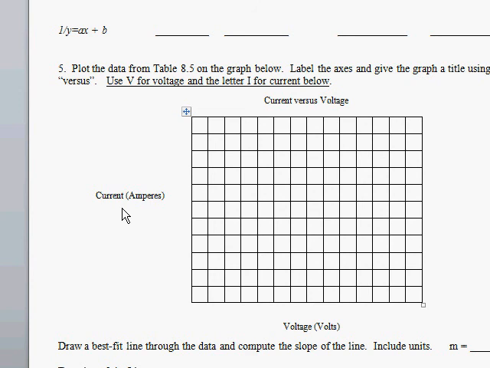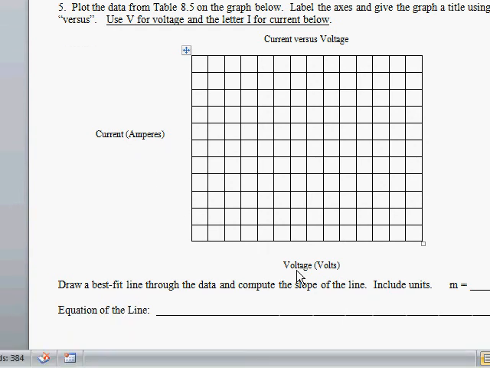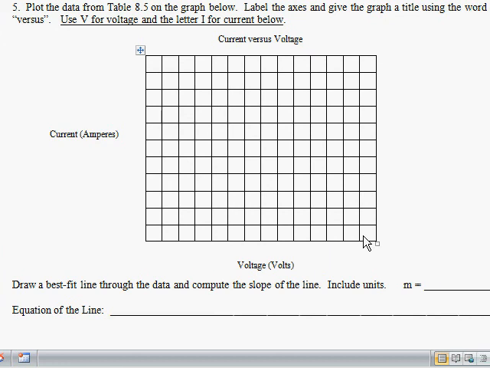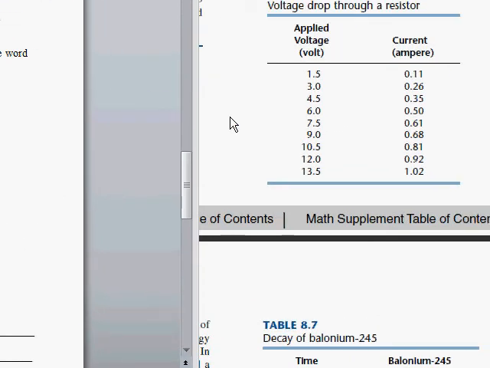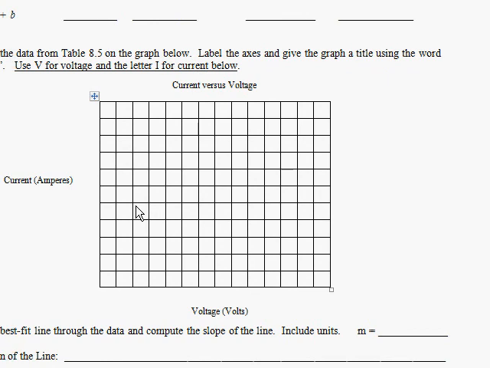Give it a y-axis label, current measured in amperes. And the x-axis label is going to be voltage in volts. So that's the units for voltage, actually volts. I think I've scaled this so that it's pretty easy to get from the table over to the graph. So this will be even easier than what we did in class if you follow this simple guide.